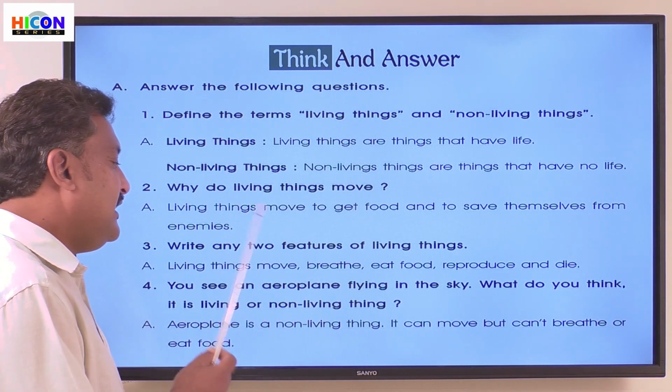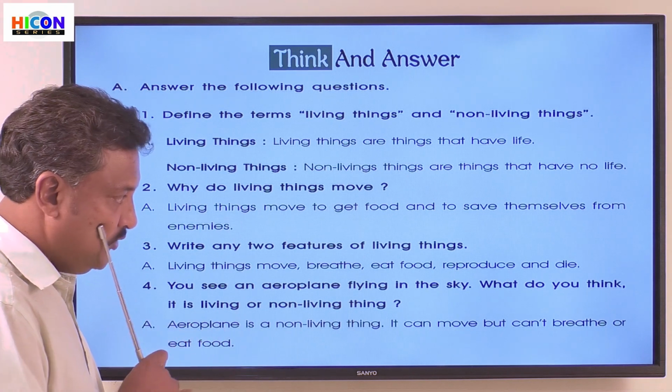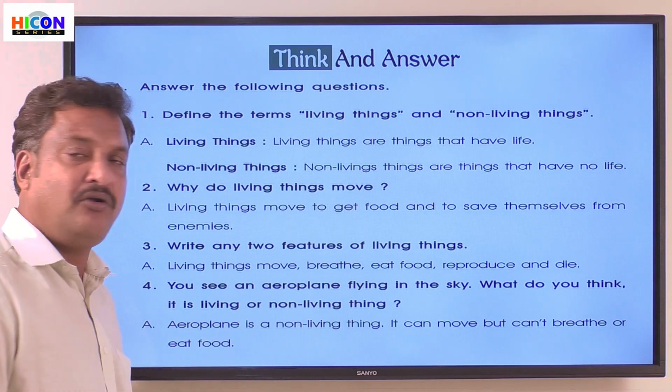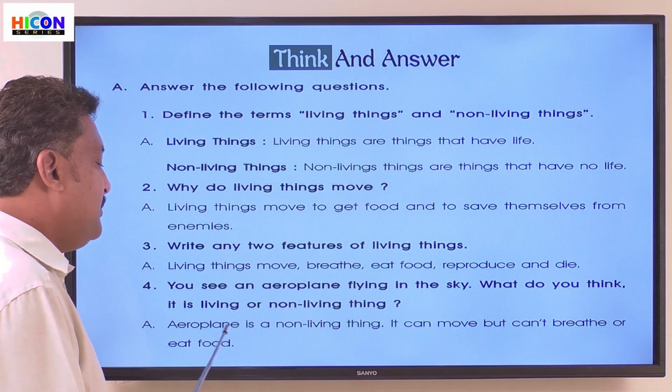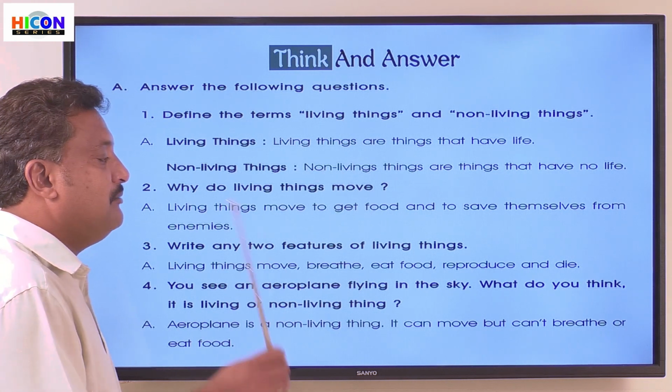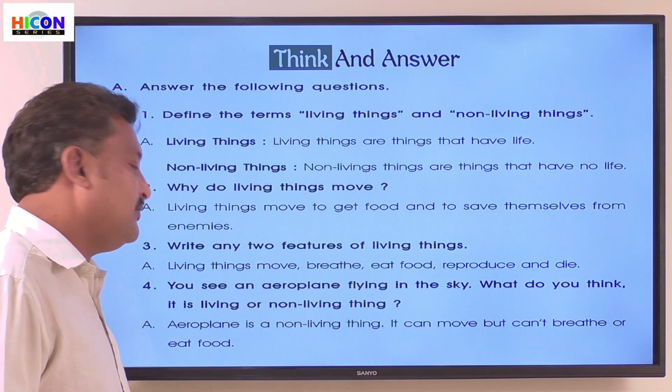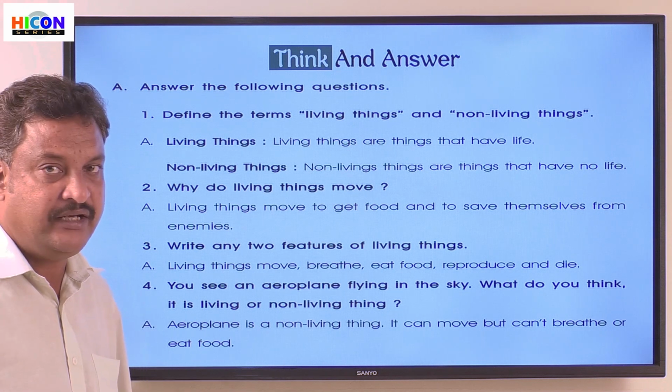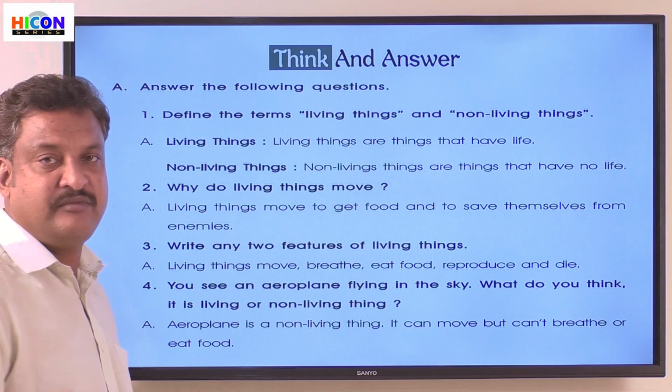4. You see an aeroplane flying in the sky. What do you think? Is it a living or non-living thing? Aeroplane is a non-living thing. It can move, but it can't breathe or eat food. So these are the 4 questions from this lesson.